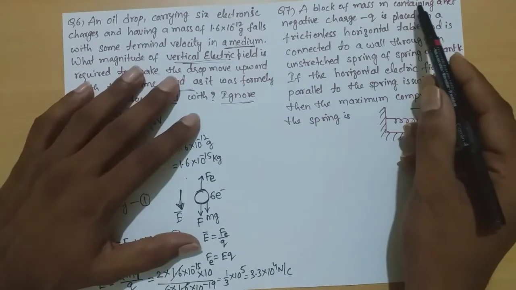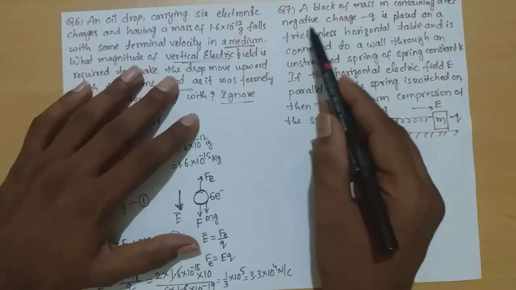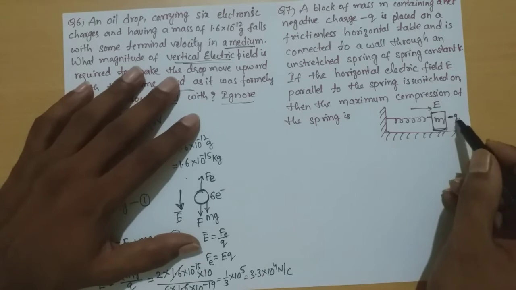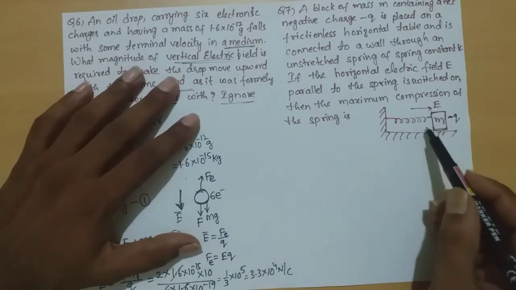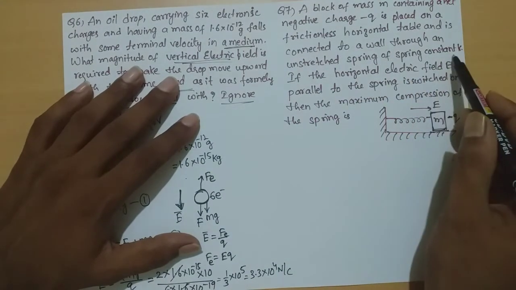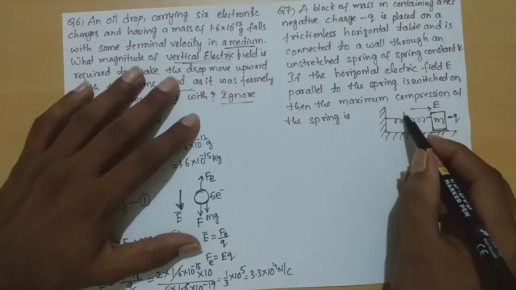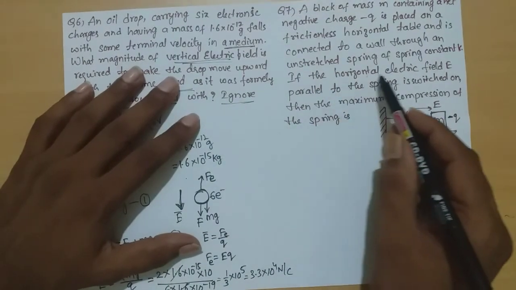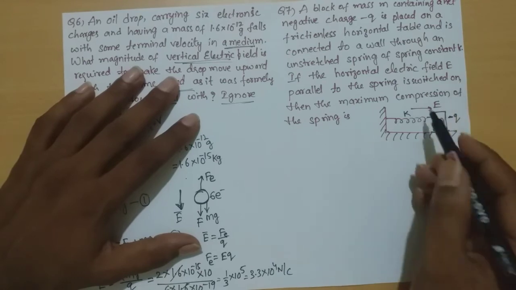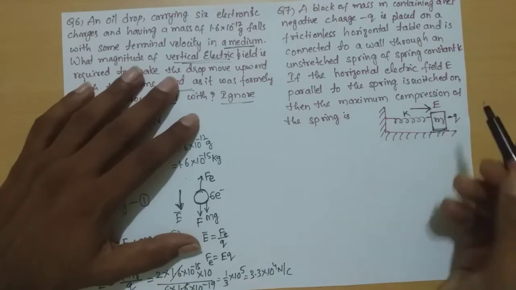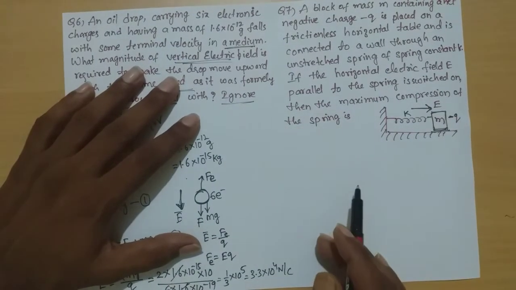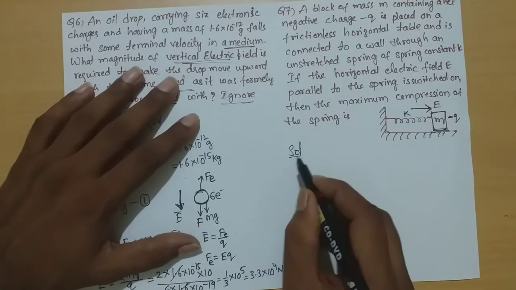A block of mass m containing a net negative charge minus q is placed on a frictionless horizontal table and is connected to a wall through an unstretched spring of spring constant k. This is the spring constant k. If a horizontal electric field E parallel to the spring is switched on, the direction of which is given in the diagram, then what is the maximum compression of the spring? That is what we have to find.